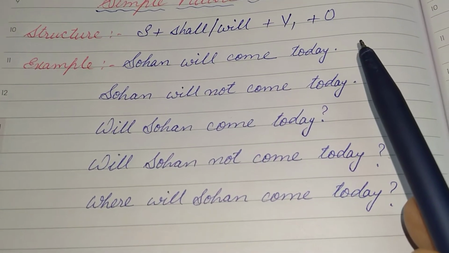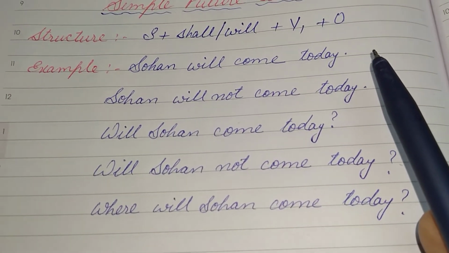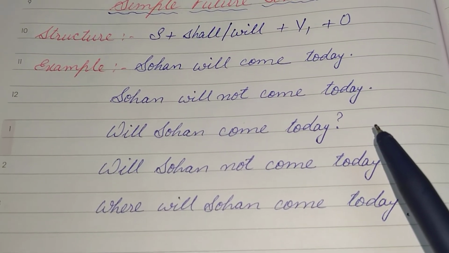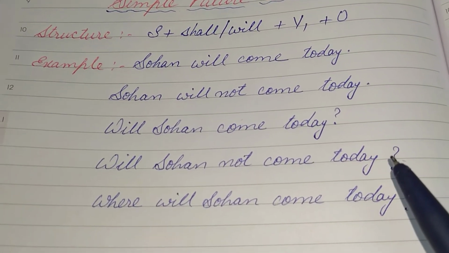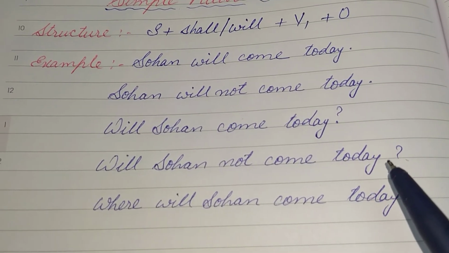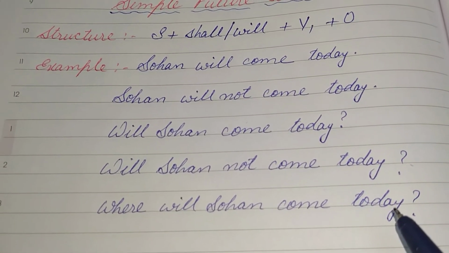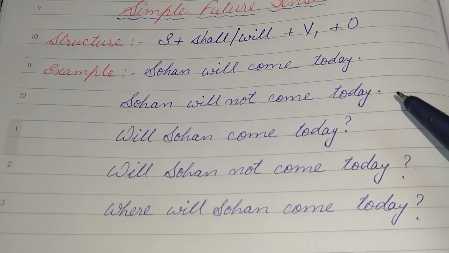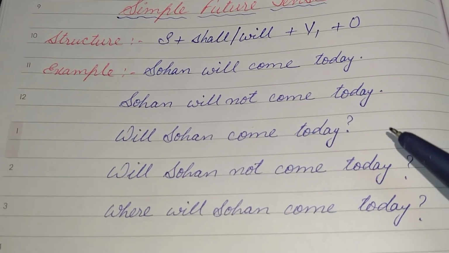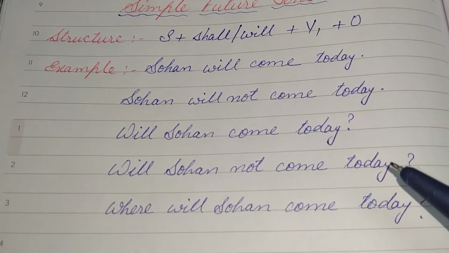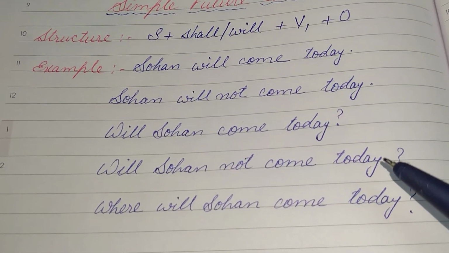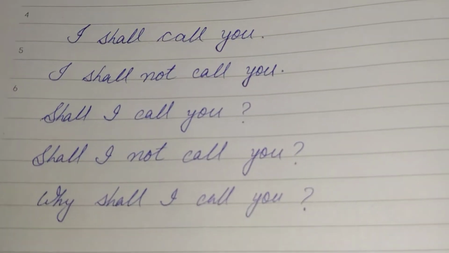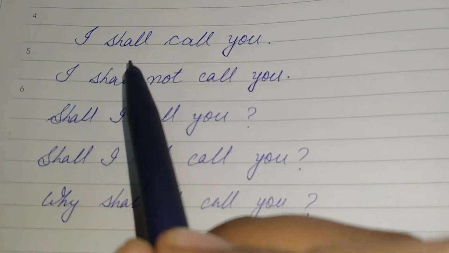So, this is the positive form, negative form, interrogative form, negative interrogative, and then with question words. Sohan will come today. Sohan will not come today. Will Sohan come today? Will Sohan not come today? Where will Sohan come? Now take another example.